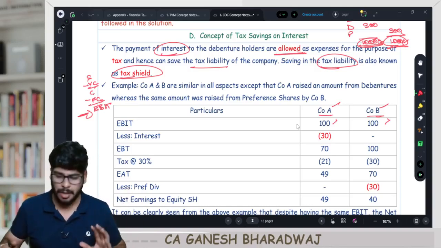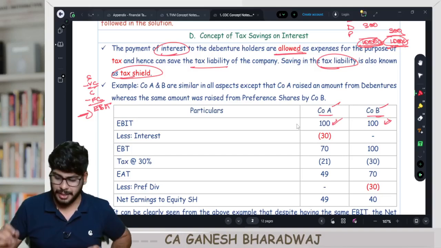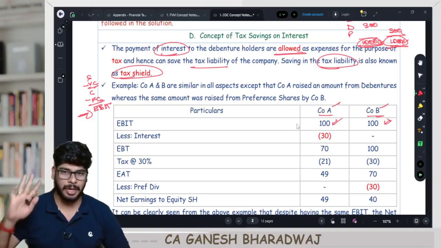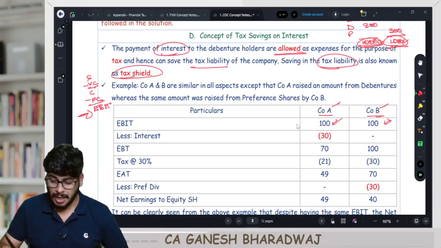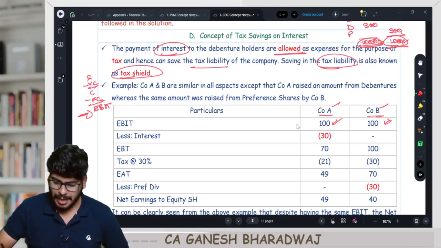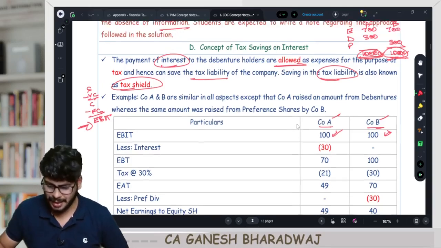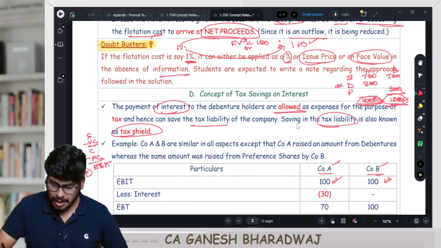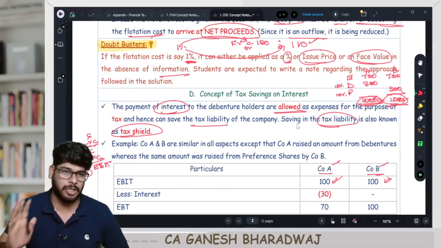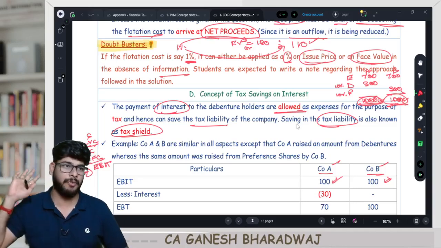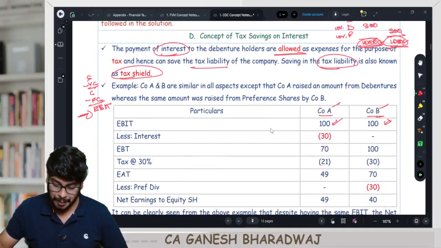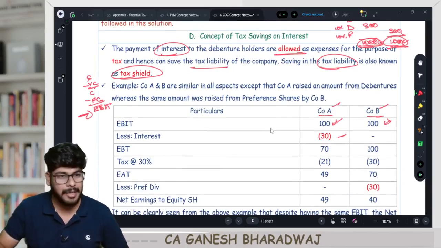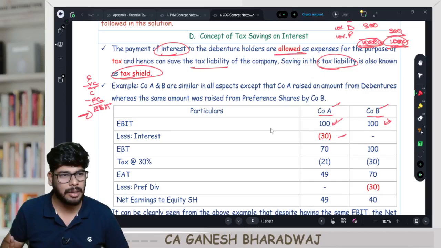But coming back here, both the companies are starting with the same amount of EBIT, which is 100 crores. Clear with this, guys? Now what happened? Company A paid an interest of 30 crores. Let us say that is 10%. These debentures carry a cost of 10%. These preference shares also carry a cost of 10%. That is the same for both the companies. So less interest: for company A it is 30 crores. Company B, interest is not there, so it is nil.